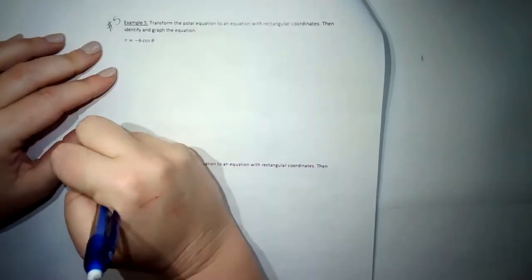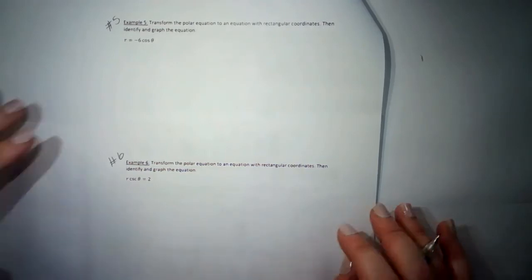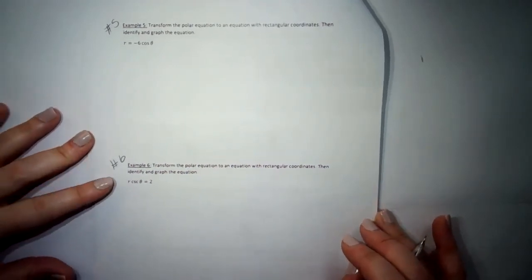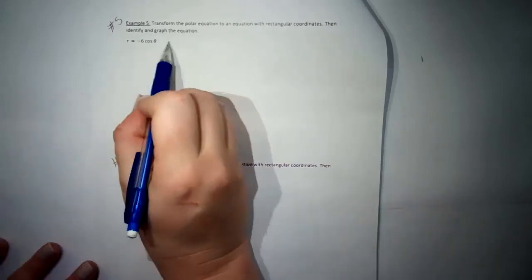And now these are just going to follow along the rest of them. 5 will be 5, 6 will be 6, all the way to the end on this. Okay. All right, so here we go. Now it tells us this is a polar equation. We knew that. We want to transform it to a rectangular equation. That's what they're asking for. Even though it says rectangular coordinates, they want the rectangular equation. Then identify and graph the equation.